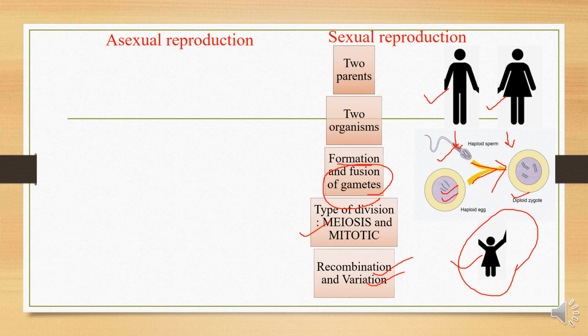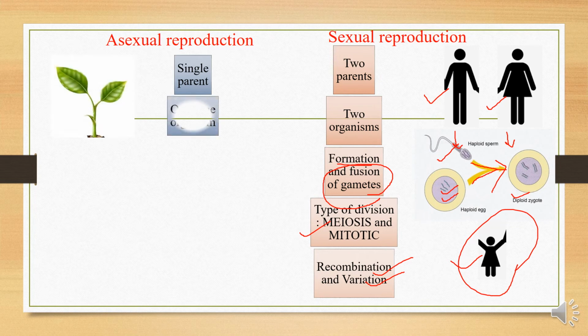In comparison to this, when you talk about asexual reproduction, a new offspring is produced only and only by the involvement or participation of a single parent. So only a single parent is involved here. The offspring which is produced is not only identical to its parent, but also an exact copy of its parent.